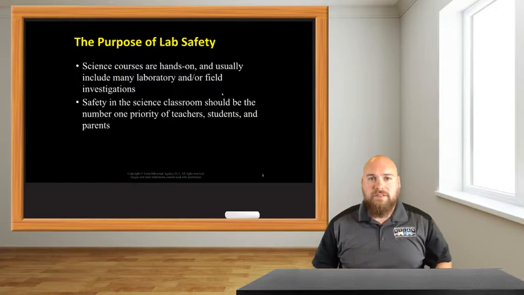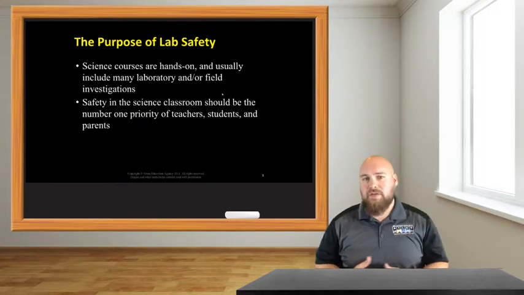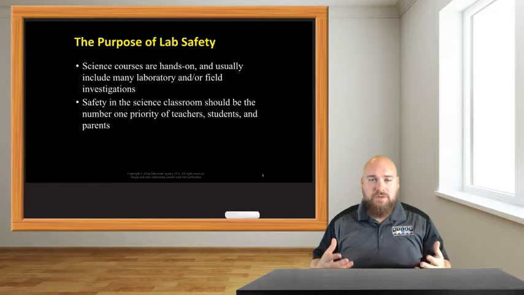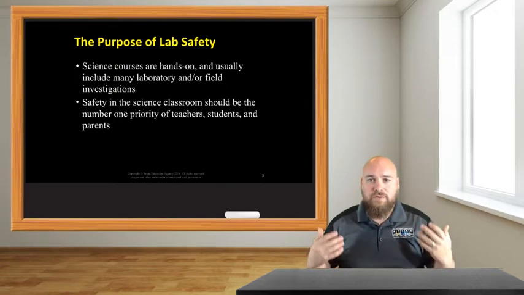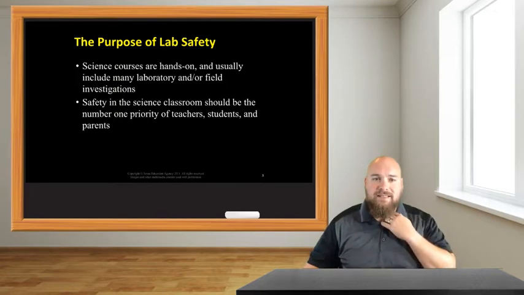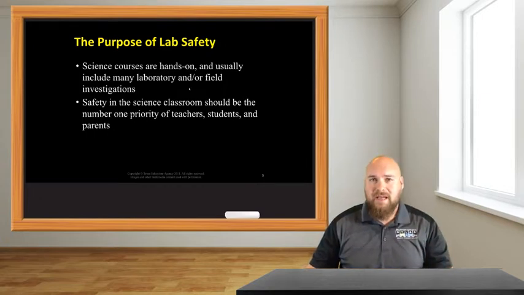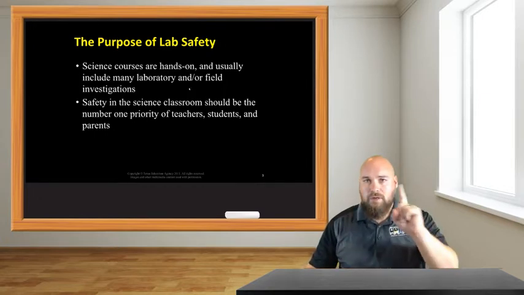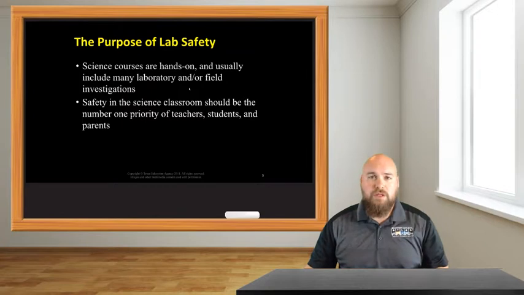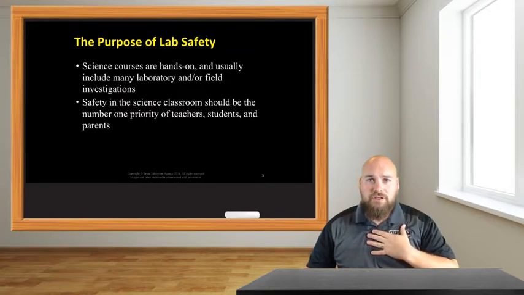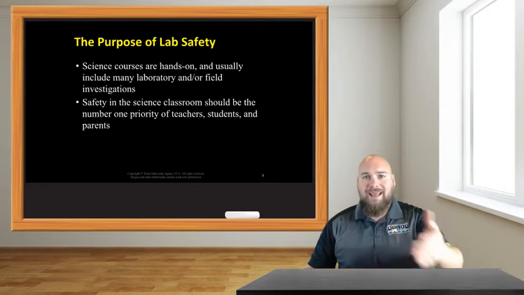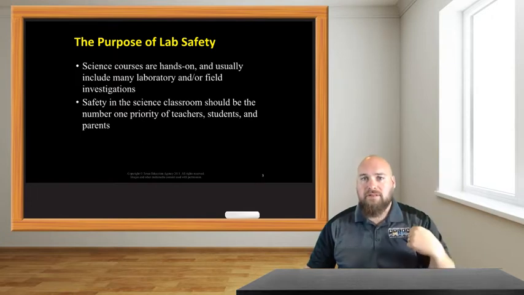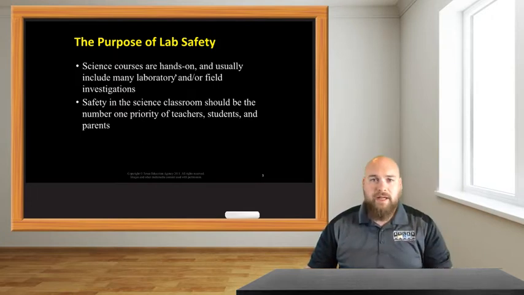So a little legal stuff, but what is the purpose of lab safety, you guys? In science courses, the reason we've got to be safe is because we get hands-on sometimes. We start messing with stuff, and some of this stuff is fragile and can break, and we don't want to cause any accidents. So safety in the science classroom is our number one priority, okay? It should be the priority of myself, the teacher. It should be a priority of you, the student, and of anyone who comes in our room, like parents or administrators or anyone like that.